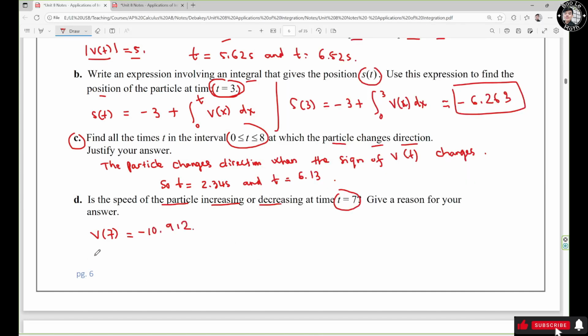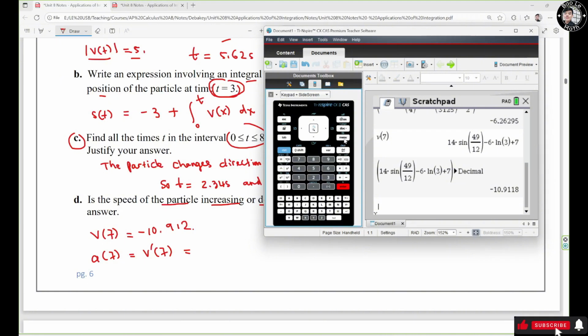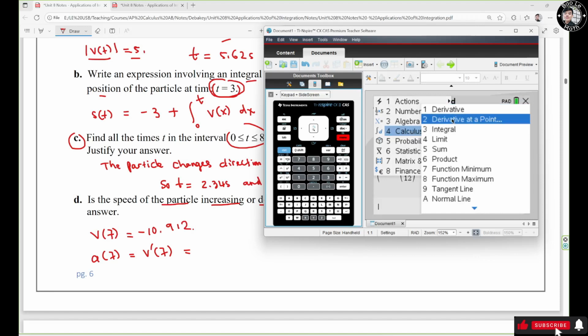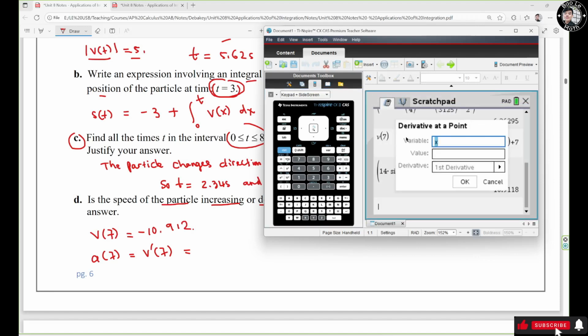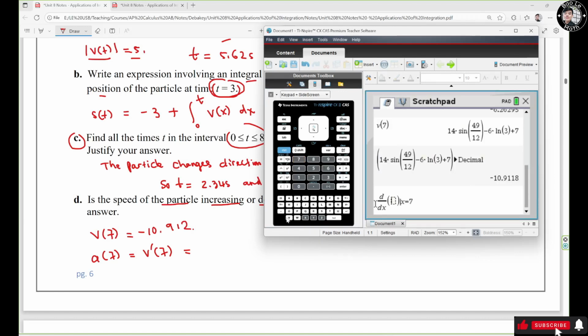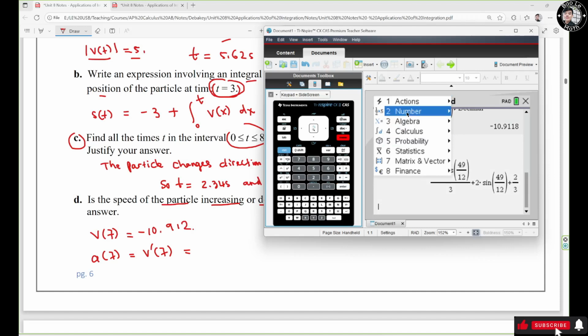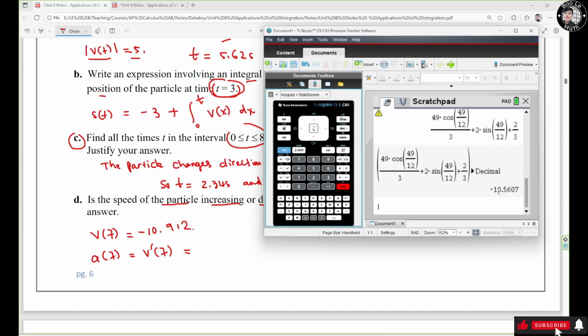Now I need to calculate a of 7, which is v prime of 7, right? So I'm going to pull up the calculator again. I need to hit menu, calculus, derivative. Variable s and value should be 7. Alright, I hit OK. I need to input v of s, and then I hit enter. Now convert this to decimal: menu, number, convert to decimal, hit enter. The answer is right here.